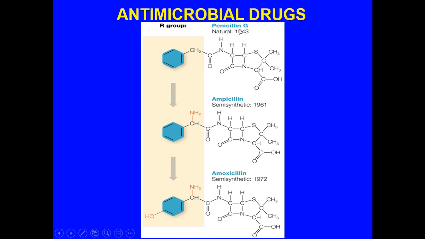Now, if you take a look here, here's a chart. As I was mentioning earlier, penicillin G, it was the natural product, 1943. And then what happened was we started to find ways to add on. And this is where you get ampicillin, which was a semisynthetic molecule that came out in 1961. And all they did was they added an amino group.